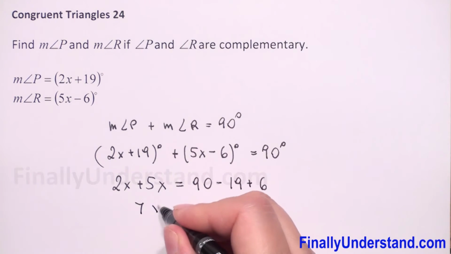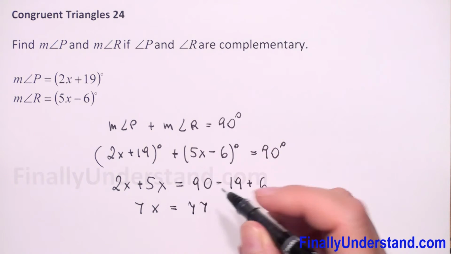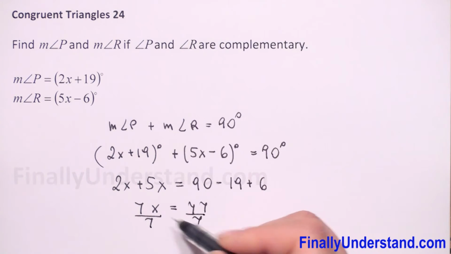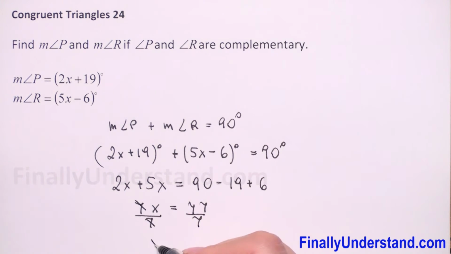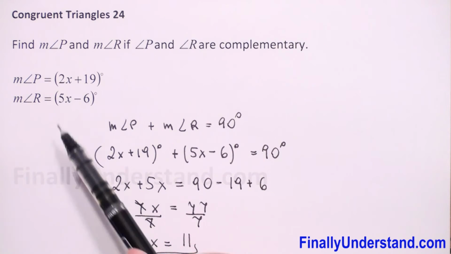So we have 7x is equal to 77. Now we can divide both sides by 7. 7 and 7 we can reduce, and we have x is equal to 11. So we found x. Now it will be very easy to find the measure of angle P and R.